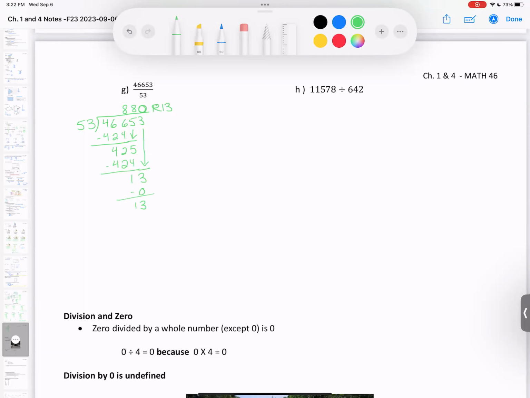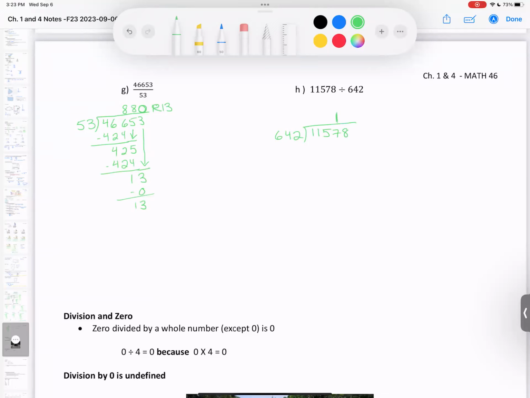Okay, last one. Nice big one. So we've got 11,578 divided by 642. So we can't go into 1, we can't go into 11, we can't go into 115. We have to go 4 digits over now and ask ourselves, how many times can 642 go into 1,157? So it can only go 1 time, because 2 times is going to be more than 1,200. So I'm going to put a 1 here.